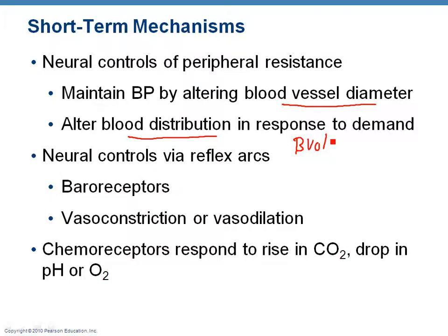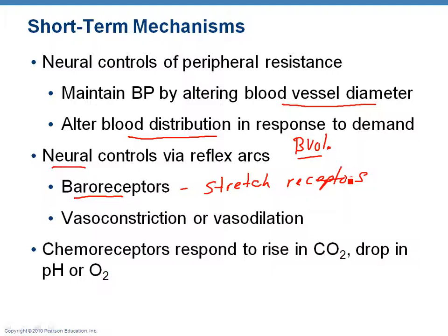So these changes, this shunting of blood from one part of the body to the other, can change the blood volume inside those vessels and change your blood pressure. You have additional neural controls, the baroreceptors. These are basically stretch receptors.